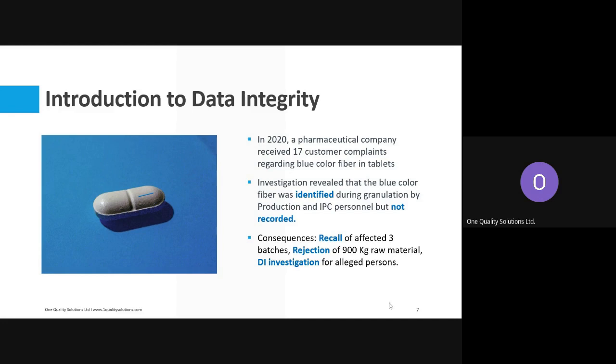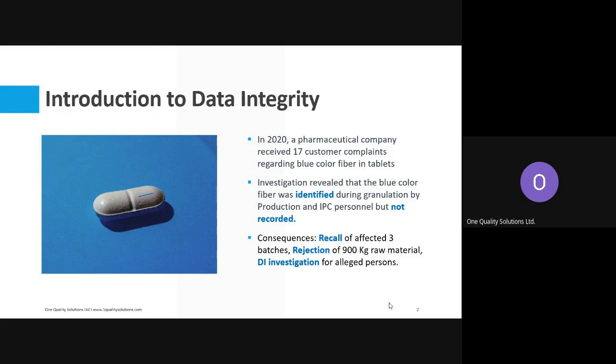As a consequence, the company recalled the affected 3 batches, rejected 900 kg of affected raw material, and initiated a DI investigation and risk assessment for the data generated in the last 12 months by the alleged production and IPC persons. Finally, the company defined CAPA to ensure DI, including control of raw material contamination.